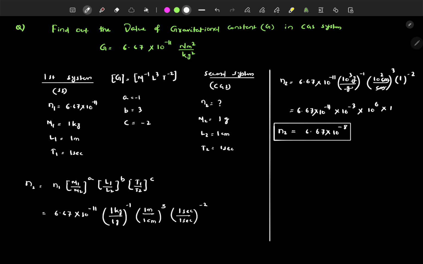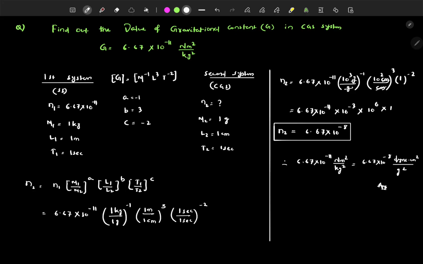Yes. So we can say the answer is 6.67 into 10 to the power -11 Newton meter square per kg square, which is equal to 6.67 into 10 to the power -8 dyne centimeter square per gram square in CGS. The answer is in CGS because it is asking to convert this value of capital G from SI unit to CGS unit. I hope this one is clear to you.